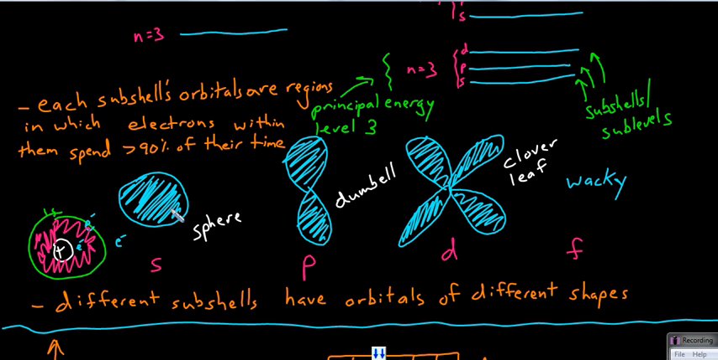One type of subshell is the s subshell, and the s subshell has s orbitals. They are spherical in shape. Now, the p subshells have p orbitals. They are dumbbell in shape. The d subshell has d orbitals. They have clover leaves. And then finally, the f subshell has f orbitals, and they are just wackily shaped. I'm not going to draw all of them.